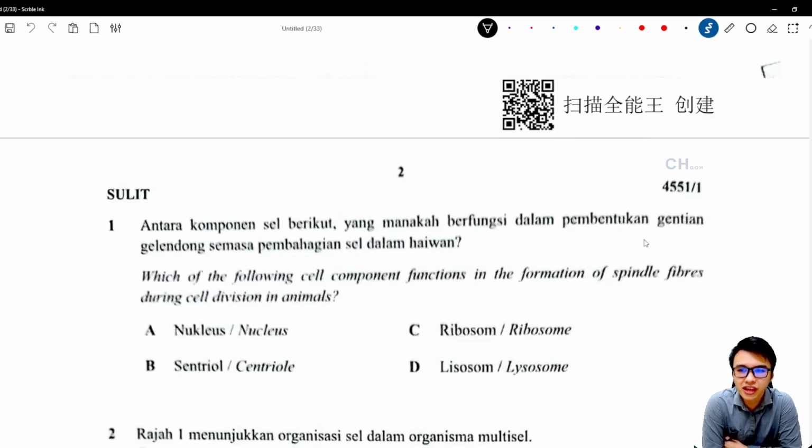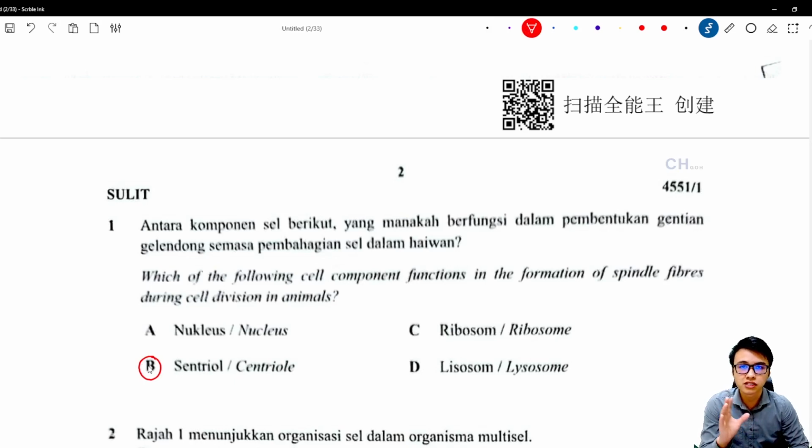Let's look at question 1 then. Which of the following cell components functions in the formation of the spindle fiber during cell division in animals? The answer for this question is confirmed B, centrioles. Now there's one thing that you guys need to remember.